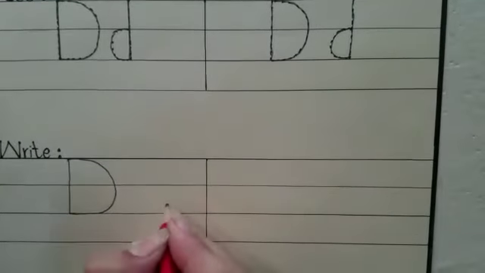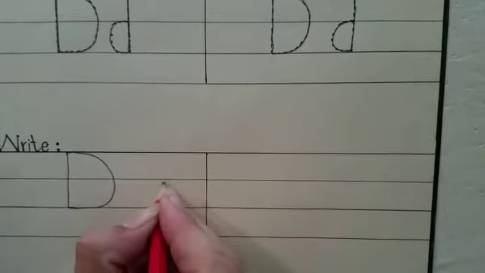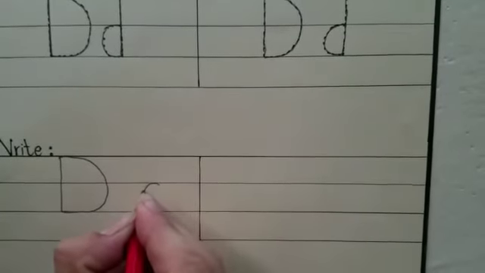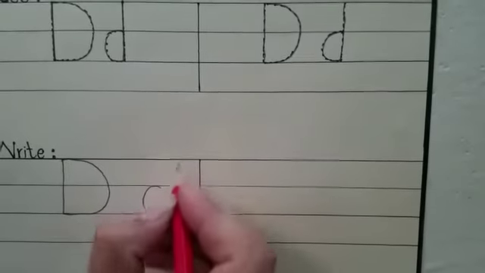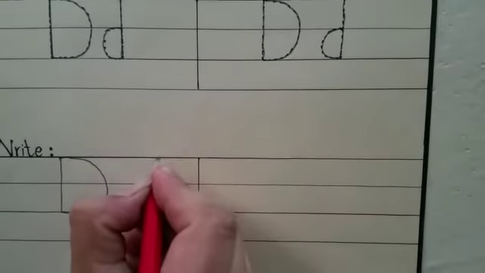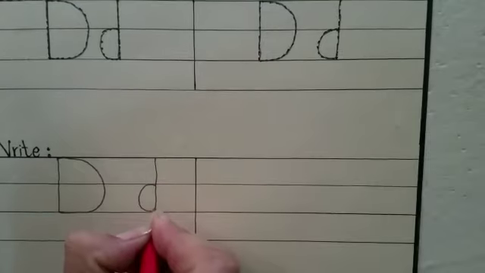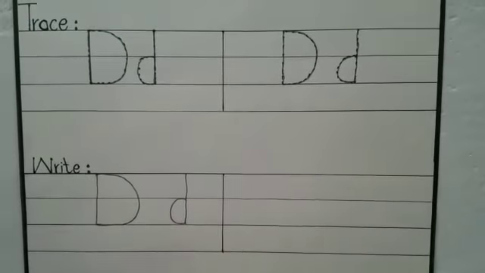Now write small D. First draw a small semicircle in the middle two lines like this. Now draw a straight line touching the circle. This is small D, capital D and small D.